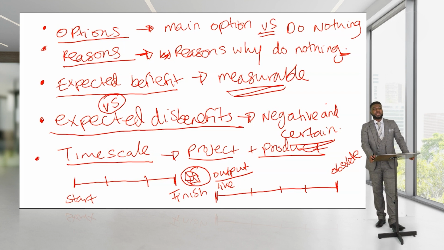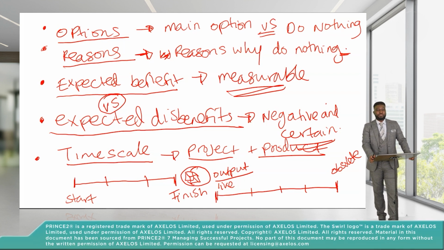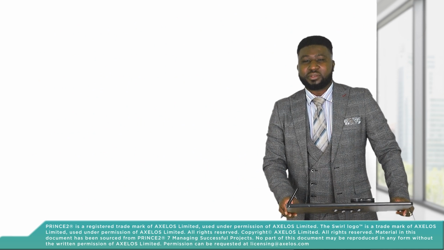Once we understand the time scale, we're going to go to the next point. After time scale, the next process is to look at costs. We know how long it's going to take to complete the project. We also know how long we're going to have the product for to get those benefits. So now let's explore costs. Again, there are two costs that we're looking at here. The first one is what we call the project costs, and the second one is the ongoing maintenance. Let's have a look at that.